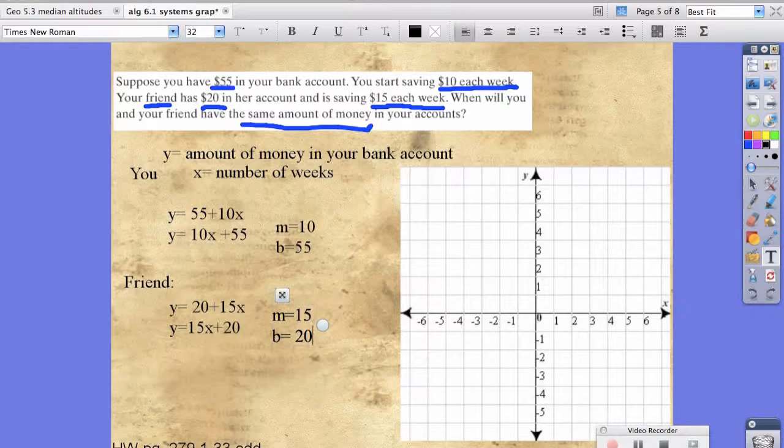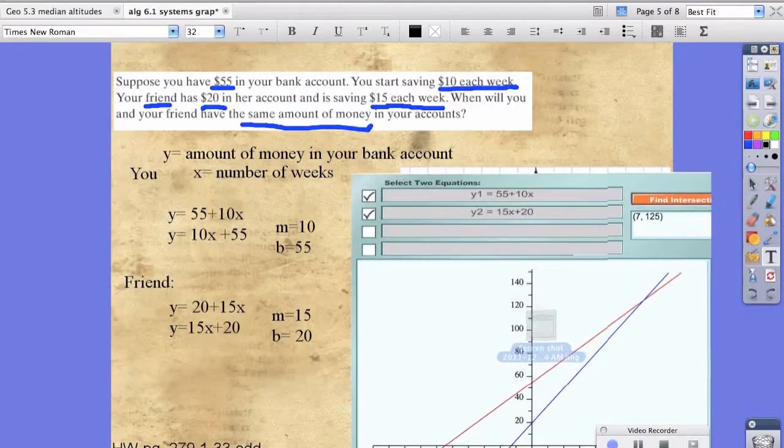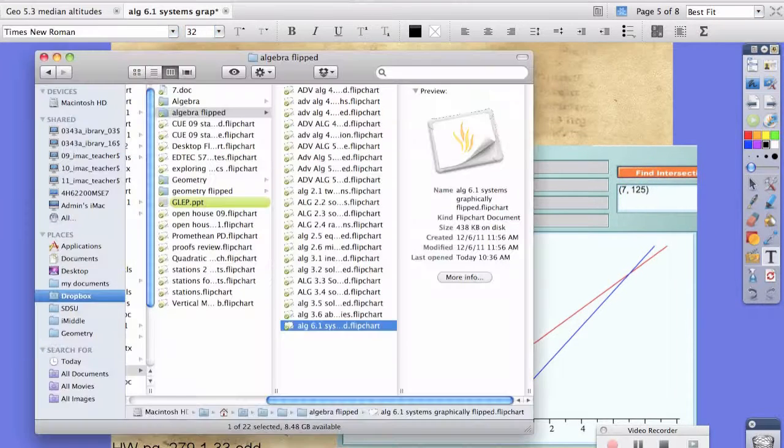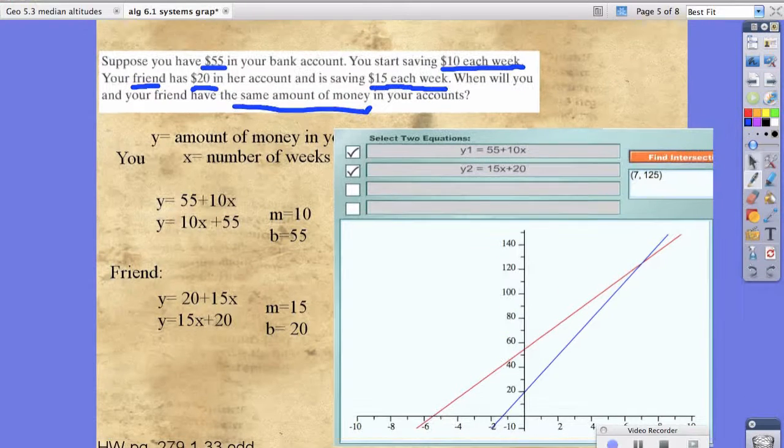So, next thing we're going to do is graph it. So, let's try this. So we're going to look at a graph that I had already made of the scenario that we have. And in here you could tell that they intersect right at this point here. And that point just happens to be 7 and $125.